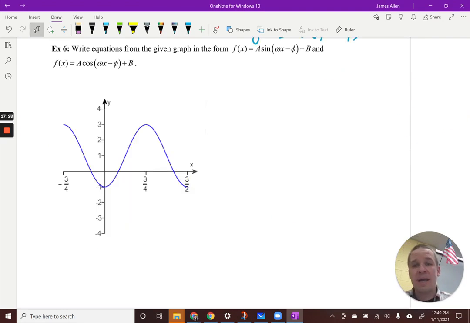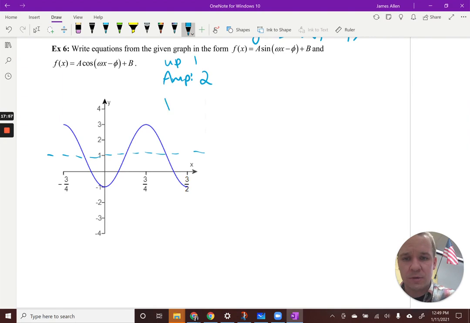All right, last one here. Again, it's asking us to write it in that form where the omega's already been distributed through. So we've got to figure out our amplitude. It looks like we have a midline of 1, so we're moving up 1. That's something important to write down, just so I remember. Amplitude, it's 2 above and 2 below, so amplitude of 2.